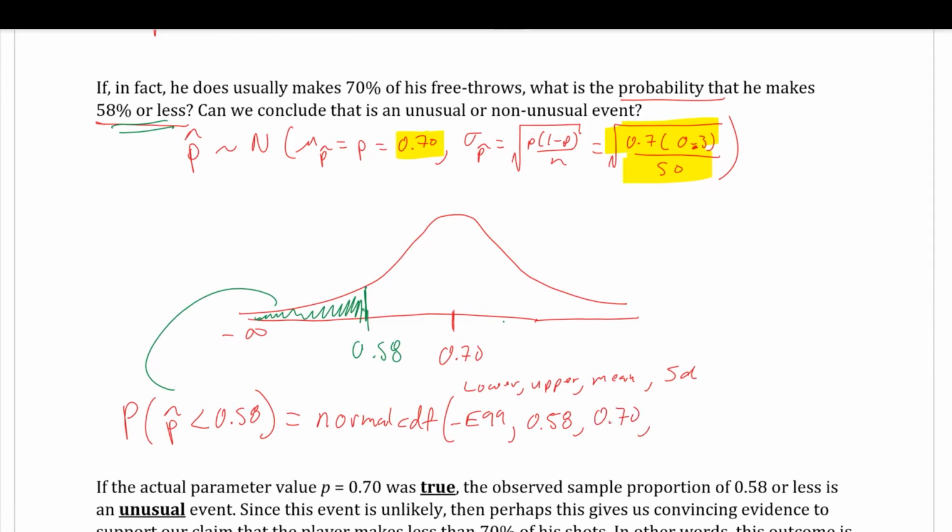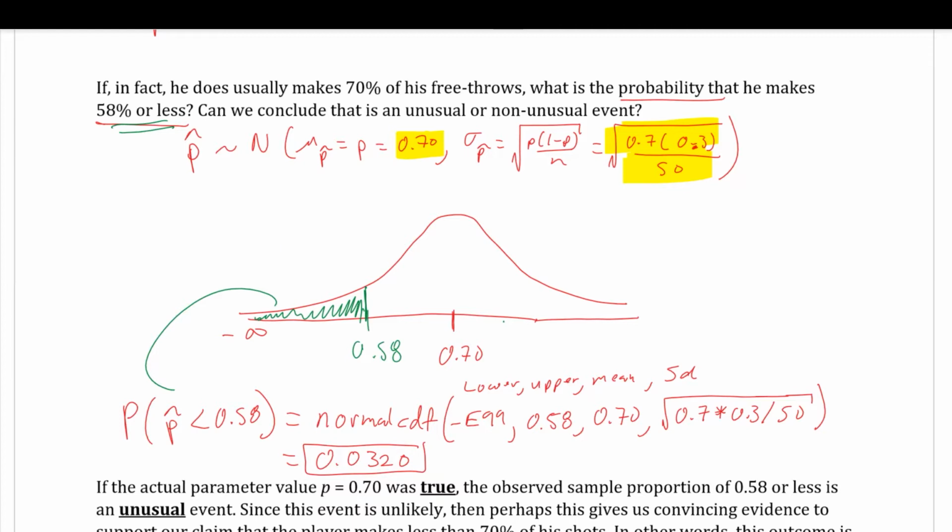And the standard deviation is that highlighted square root. So square root of 0.7, I would put that multiplication symbol and then 0.3, and then divided by 50. That's how you should put that in your calculator. And we've done examples of how to put this into your calculator in the past. If you calculate this, what you'll get is 0.0320.